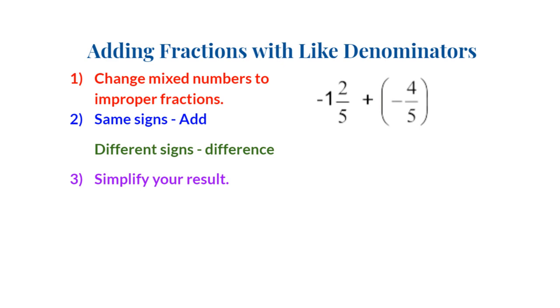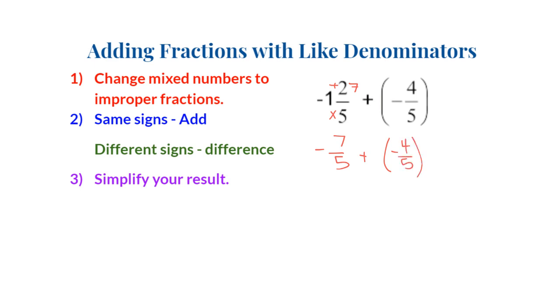improper fractions. I do have a mixed number right here, so I'm going to take this negative 1 2/5 and change it to an improper fraction by doing 5 times 1 plus 2. 5 times 1 is 5, and 5 plus 2 is 7. So my new improper fraction will be negative 7 over 5. And then my negative 4/5 is already a regular fraction, so I don't have to change that.